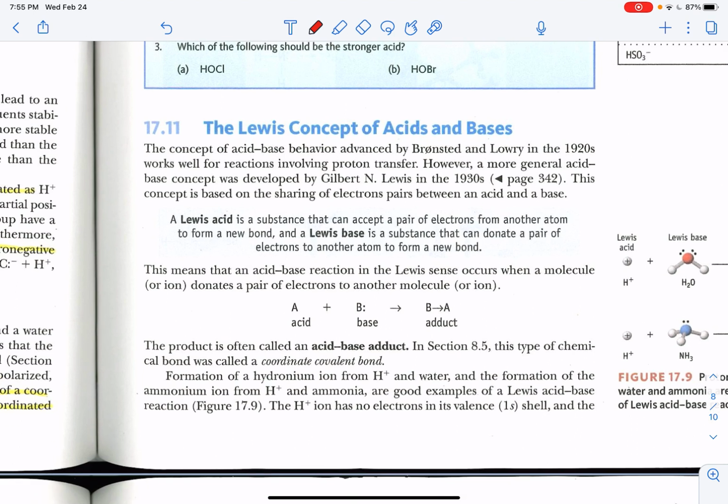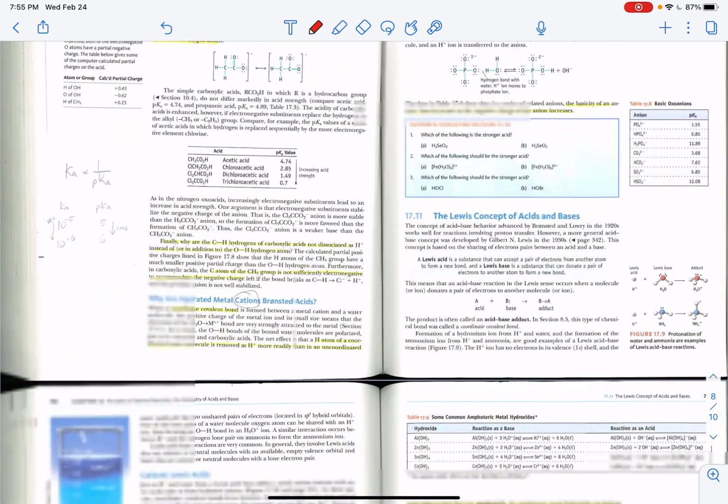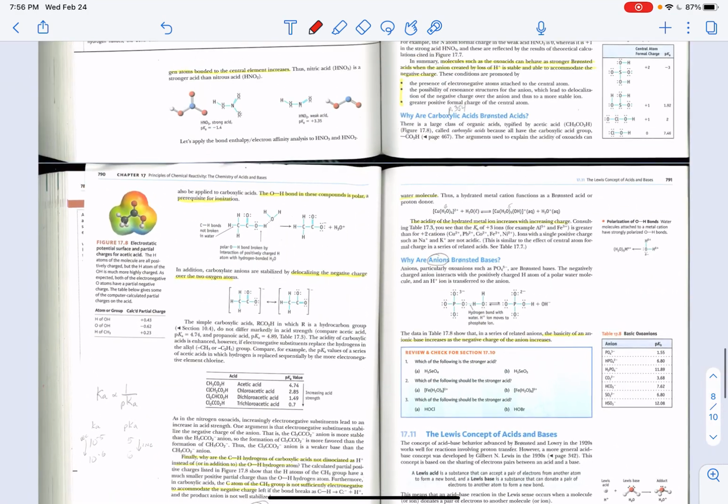And what about acids and bases that fit the Lewis definition? Lewis acids receive a pair of electrons. Lewis bases donate a pair of electrons. And we'll consider that later.